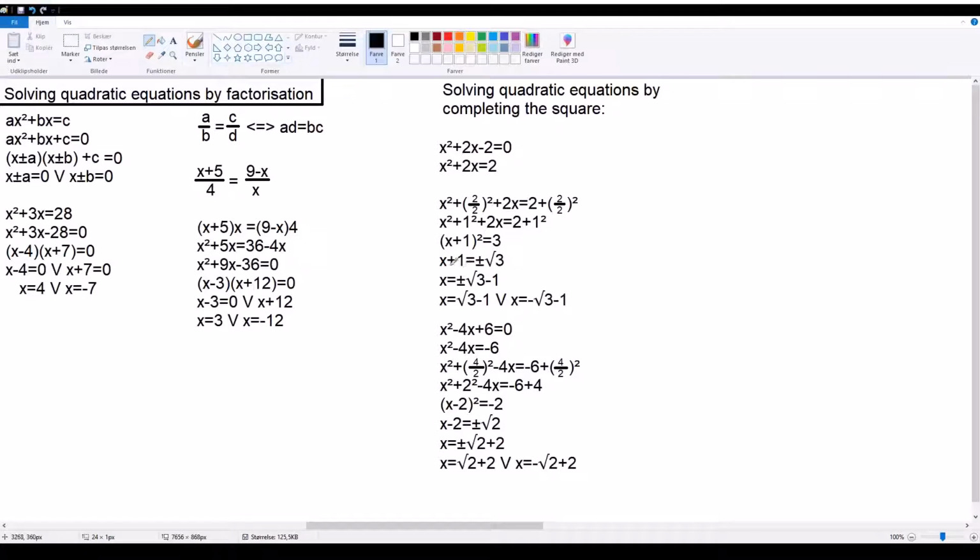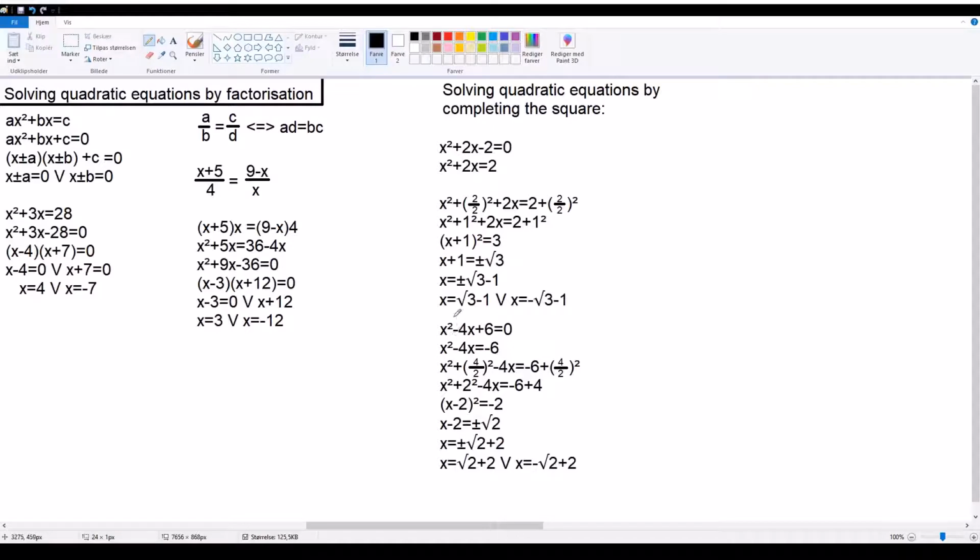Next, you want to simplify the entire equation, so you get x plus 1 equals plus minus the square root of 3, because you're removing the squared part. Then you isolate x, so you get x equals plus minus the square root of 3 minus 1, meaning that x is either equal to the square root of 3 minus 1, or x equals the negative square root of 3 minus 1.